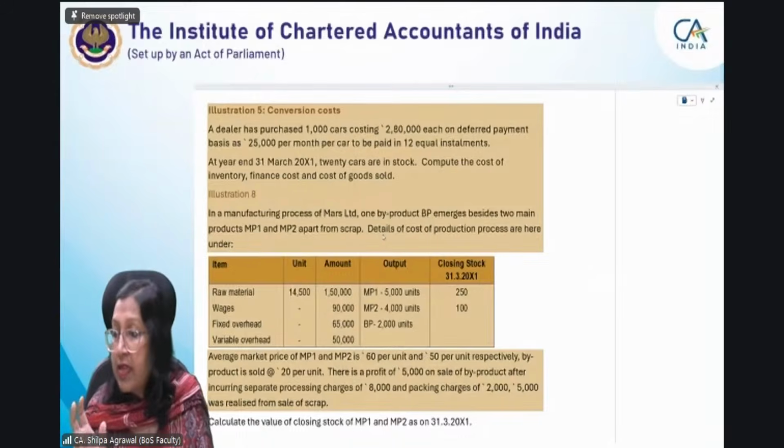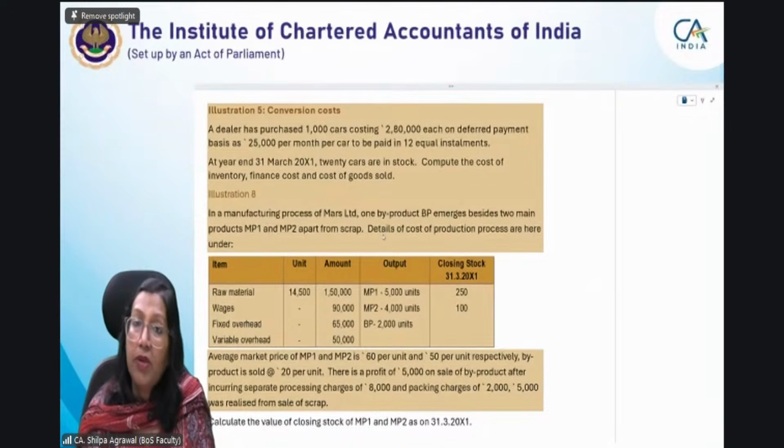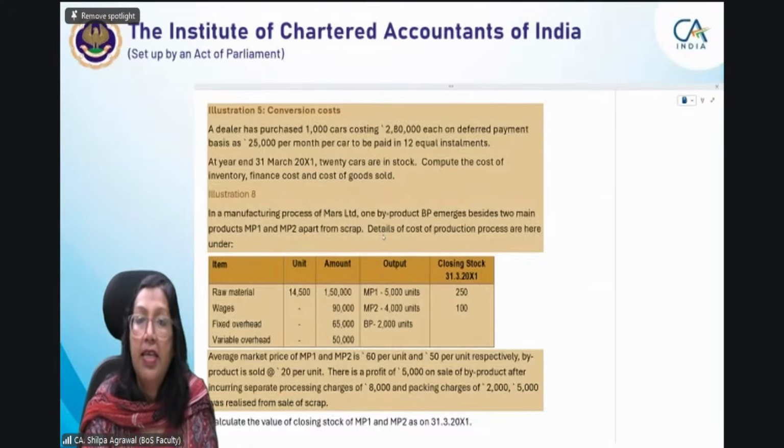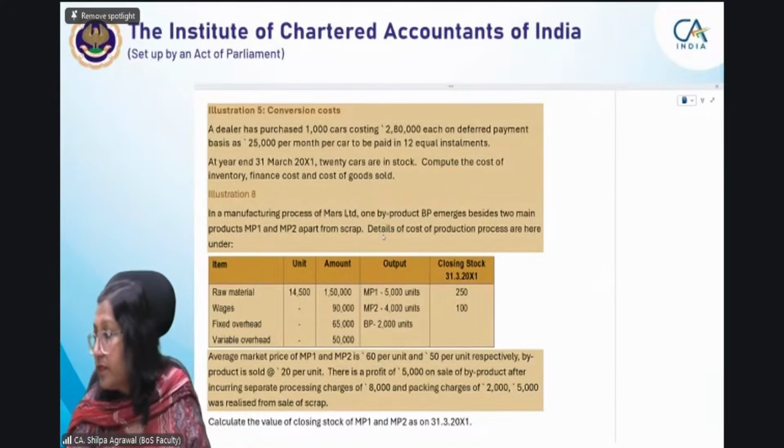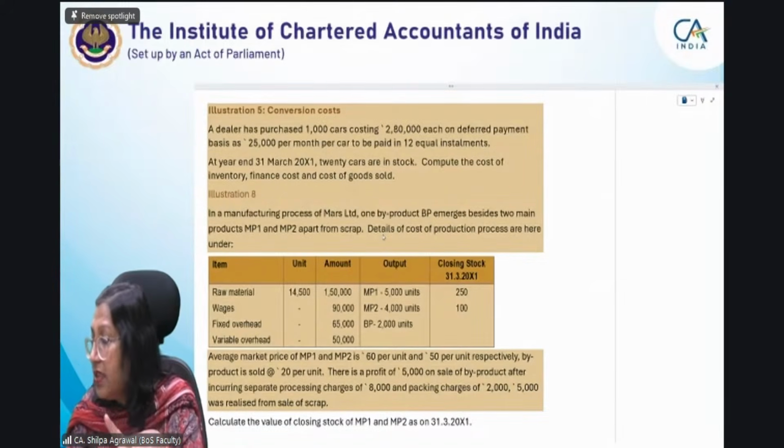हम स्क्रैप की वैल्यू निकालते हैं ना, स्क्रैप की वैल्यू क्या होती है हमेशा की? रियलाइजेबल वैल्यू. रियलाइजेबल वैल्यू क्या है? जितने में हमने सेल कर दिया. ठीक है. मनीष, are you able to understand now?